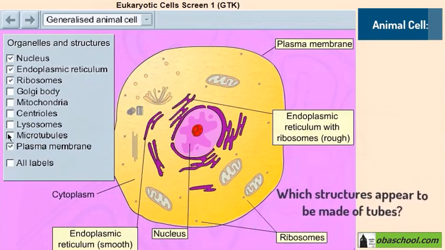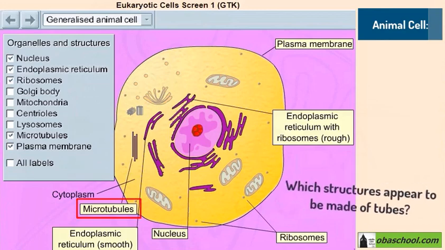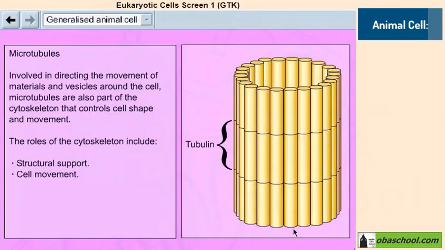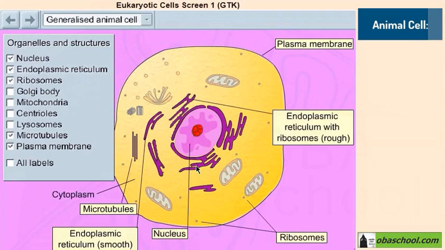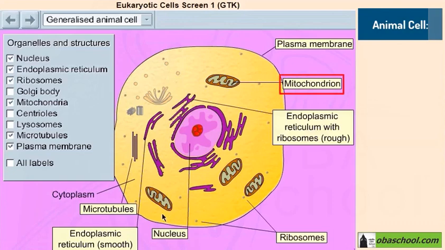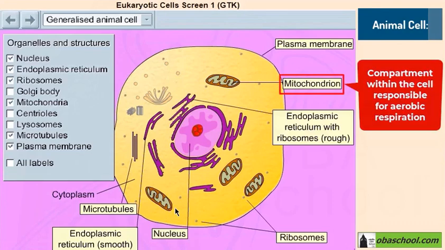Okay, so now which structure do you think appears to be made of tubes? Yes, it's the microtubules. The microtubules are involved in directing the movement of materials and vesicles around the cell, as well as playing key roles in structural support and cell movement. Moreover, we have the mitochondria. The mitochondria is a compartment within the cell responsible for aerobic respiration.